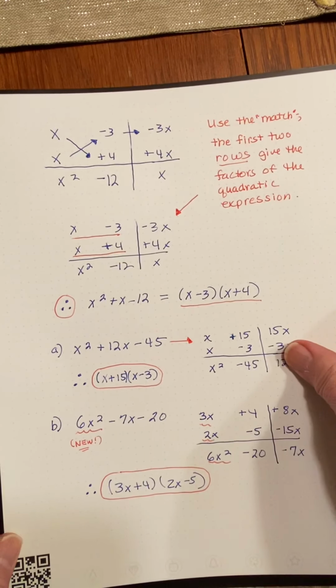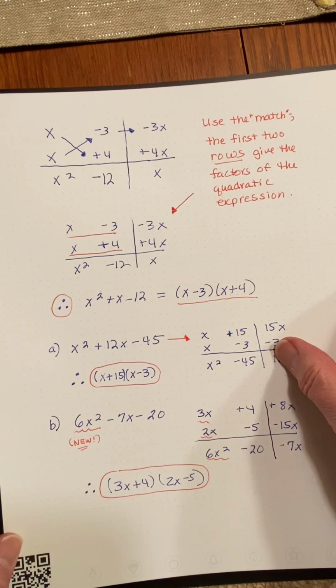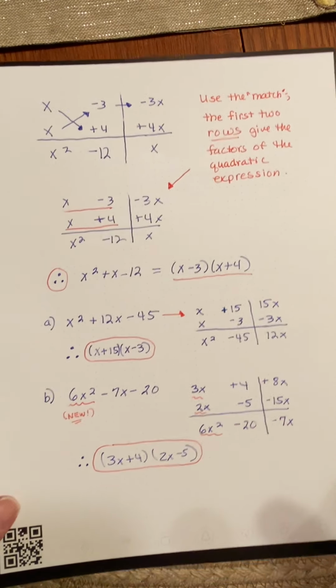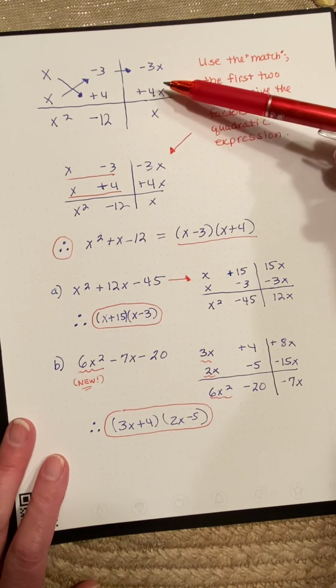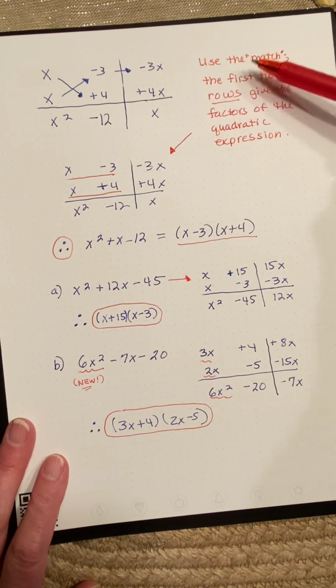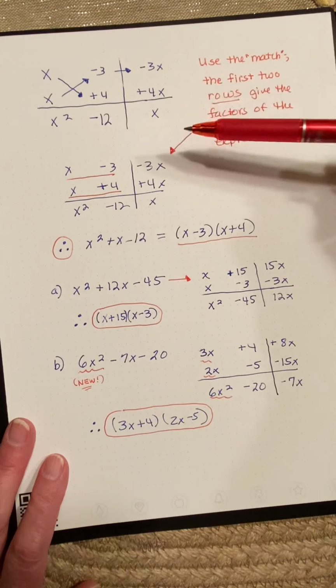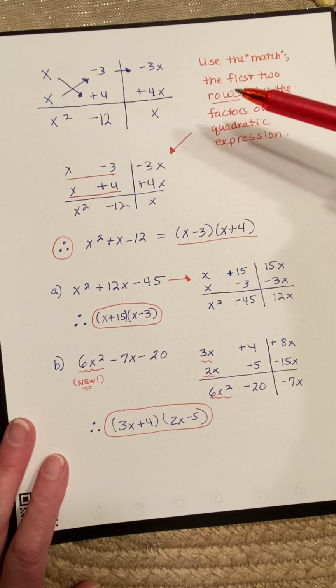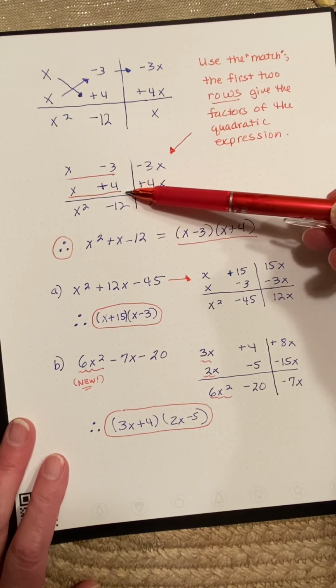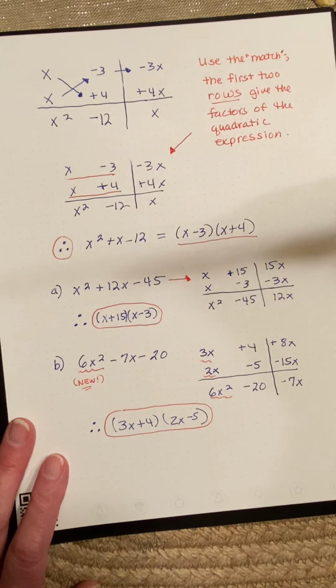So to finish it up, here we go. Just had to get my bearings a minute. So I just recopied what was on the bottom of the page. So now I'm going to use the one that matches, which is this one, and I am going to use the first two rows to give me the factors of my quadratic equation.